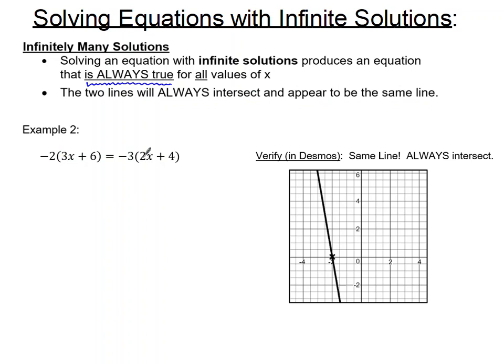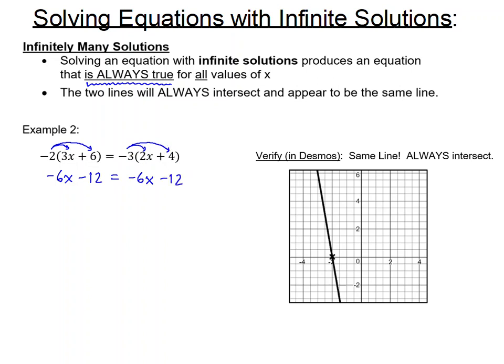I do have some parentheses on both sides, so it looks like I'm going to be doing distributive property first. Negative 2 times 3x is negative 6x. Negative 2 times 6 is negative 12. Here's my equal sign. Negative 3 times 2x is negative 6x. Negative 3 times 4 is negative 12.